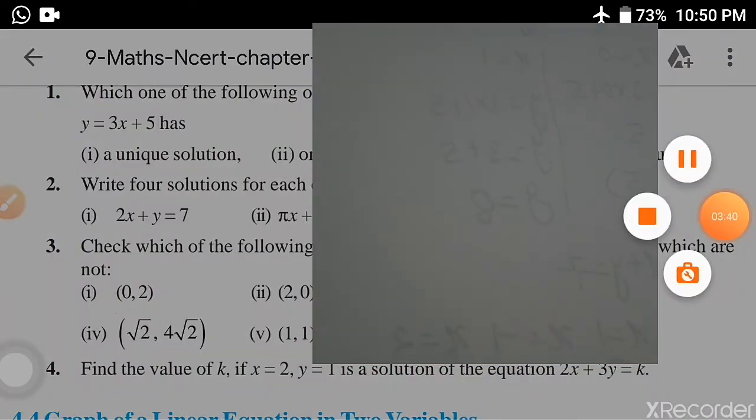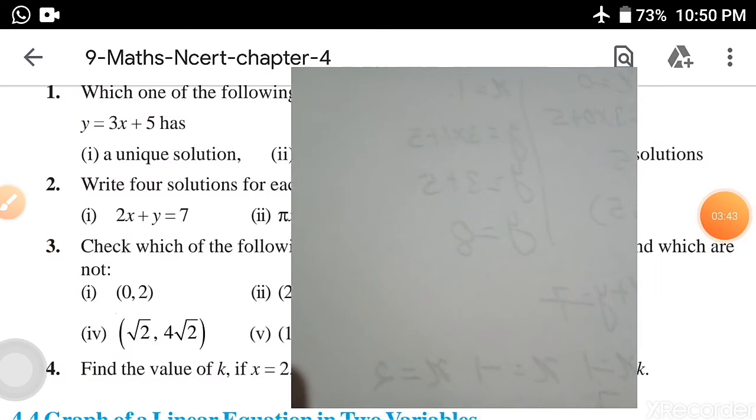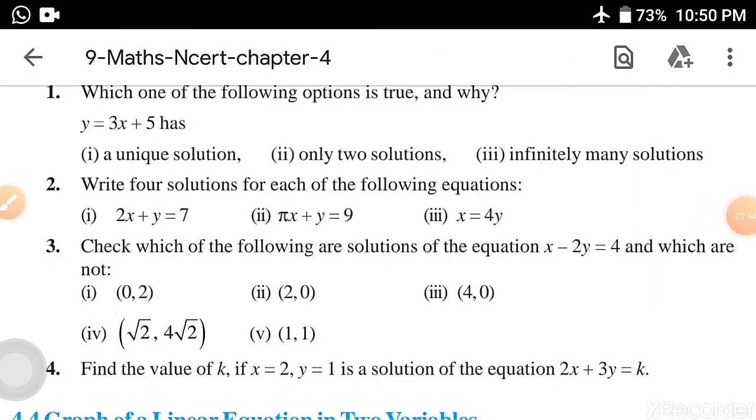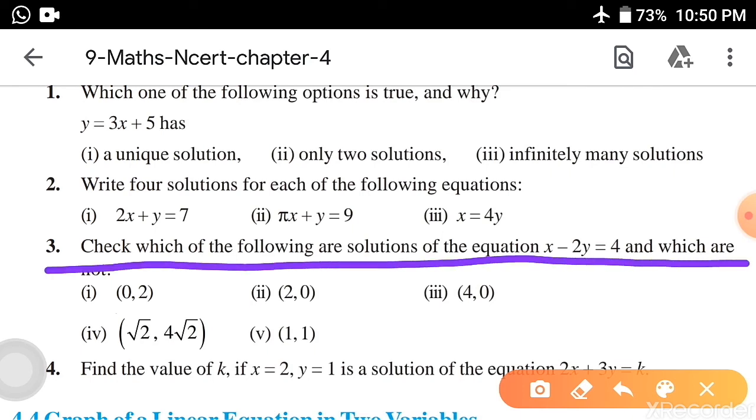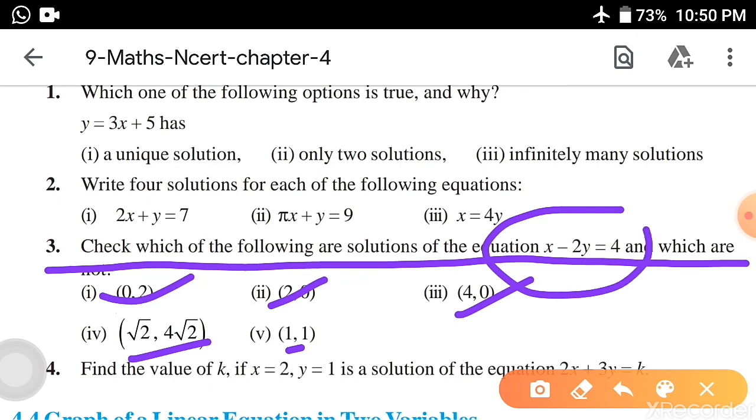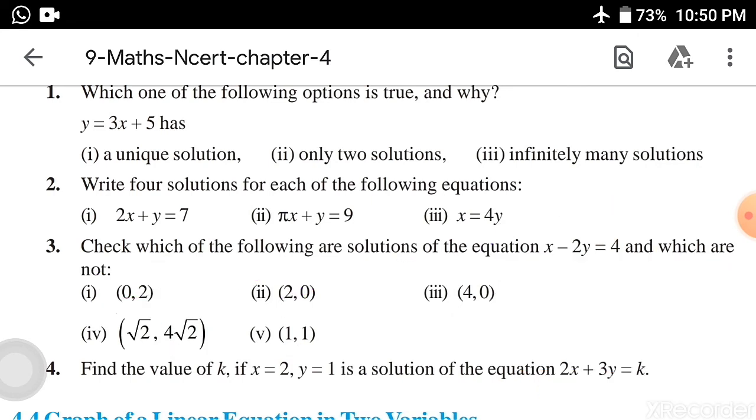Now move to the next question, question number 3. Check which of the following are solutions of this equation and which are not. That means you have to find out whether these are all solutions of this equation or not. For that we have to put the values of x and find the value of y. I will show you how.